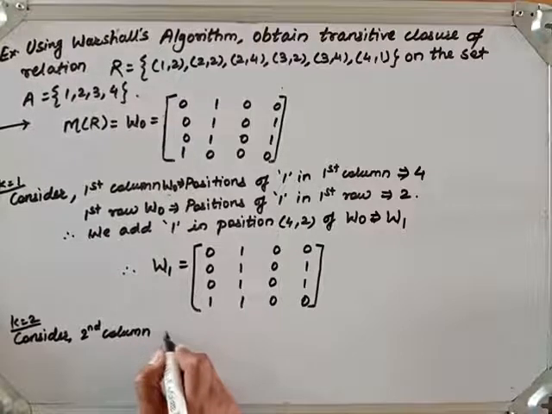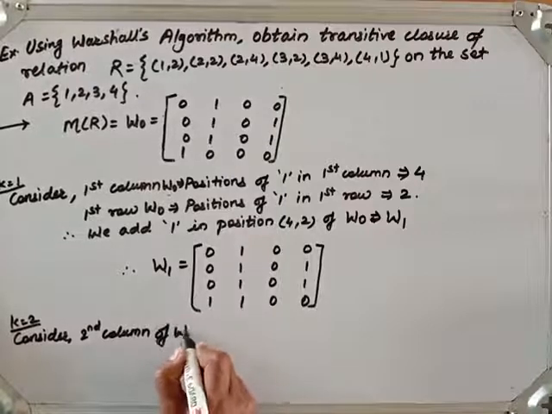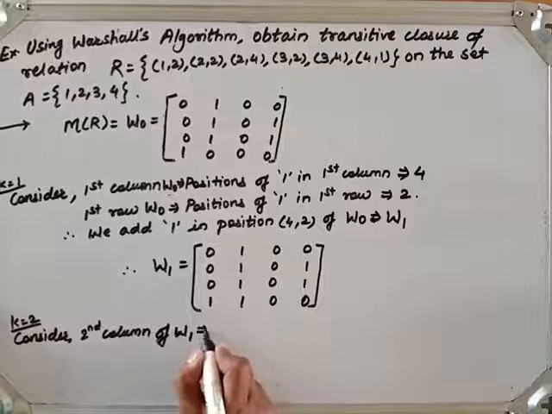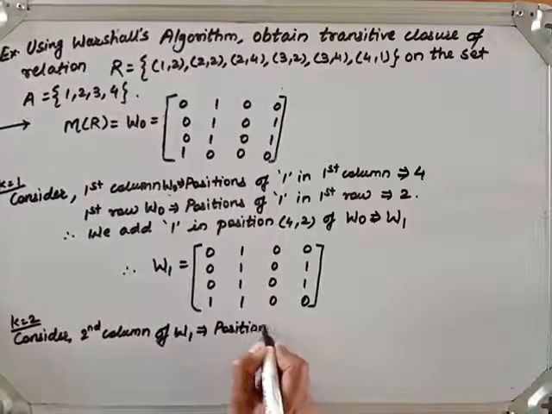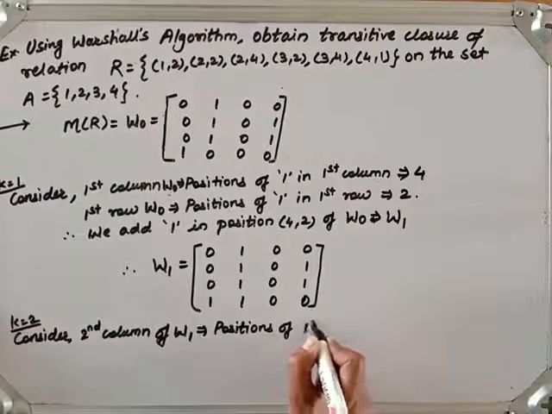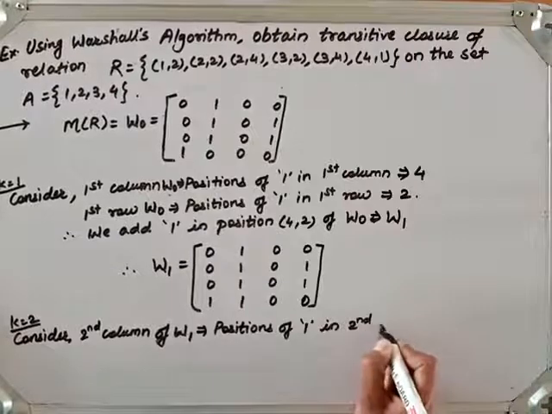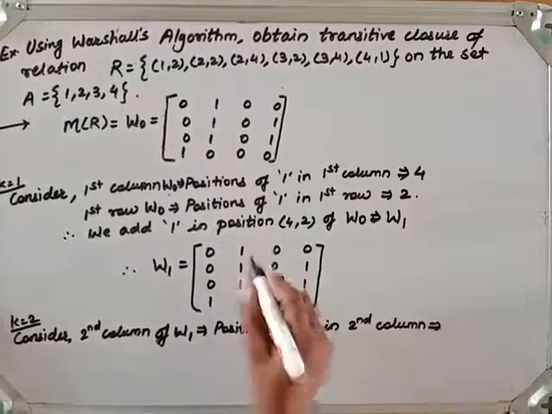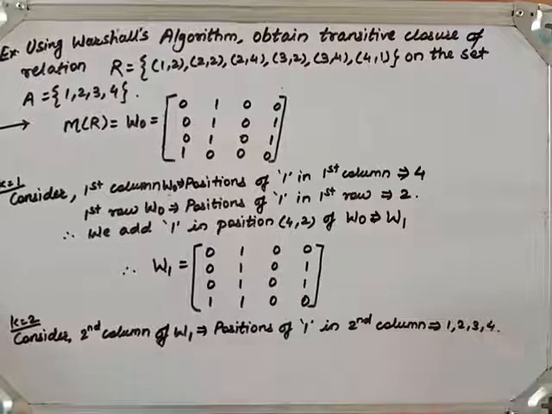Second column of W1. We are considering the second column of W1 and checking the positions of 1 in the second column. So what are the positions of 1? It is at all positions 1, 2, 3 as well as 4.